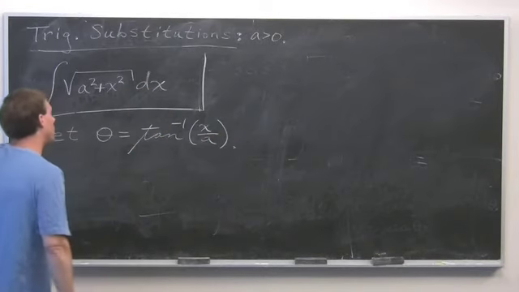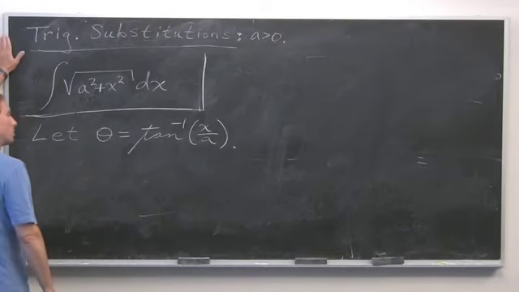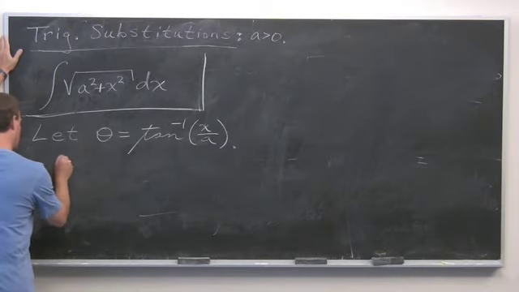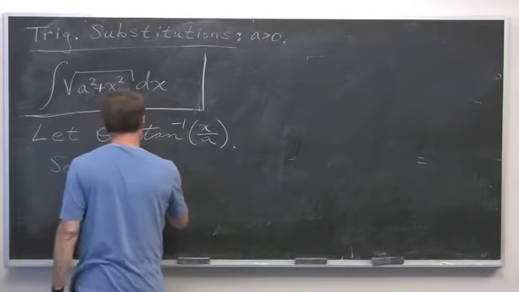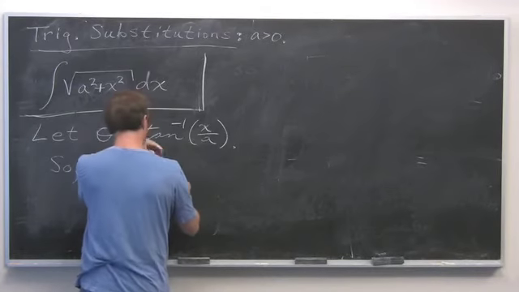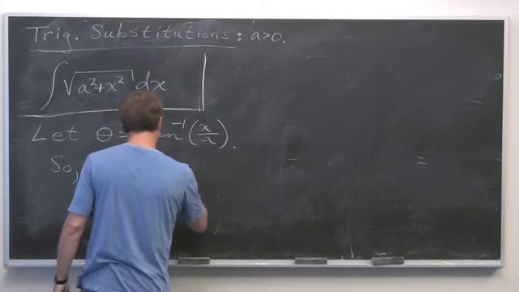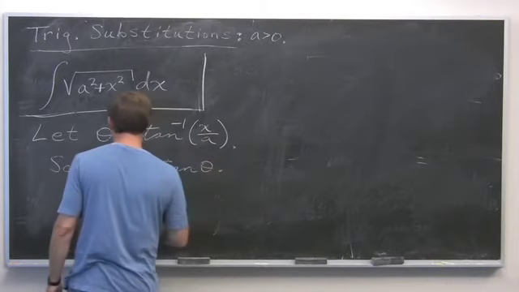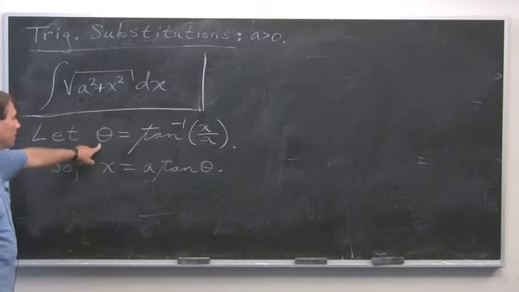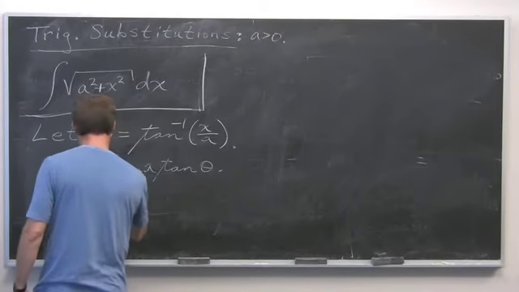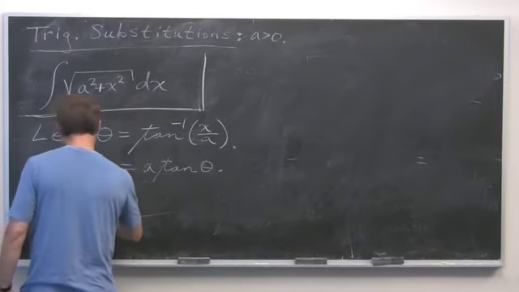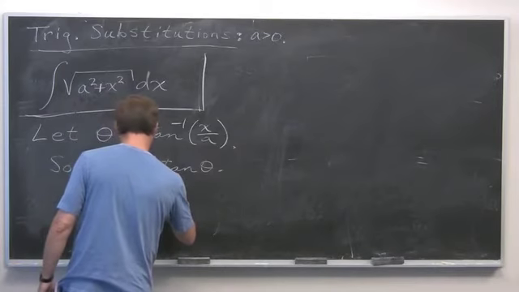Okay. Now, what does that mean? It means two things. So we know that x is a tan theta. You take tangent of both sides and multiply by a. x is a tan theta, but it also tells us that theta, inverse tangent, gives you back angles between minus pi over 2 and pi over 2. So it tells us that theta is between minus pi over 2 and pi over 2.